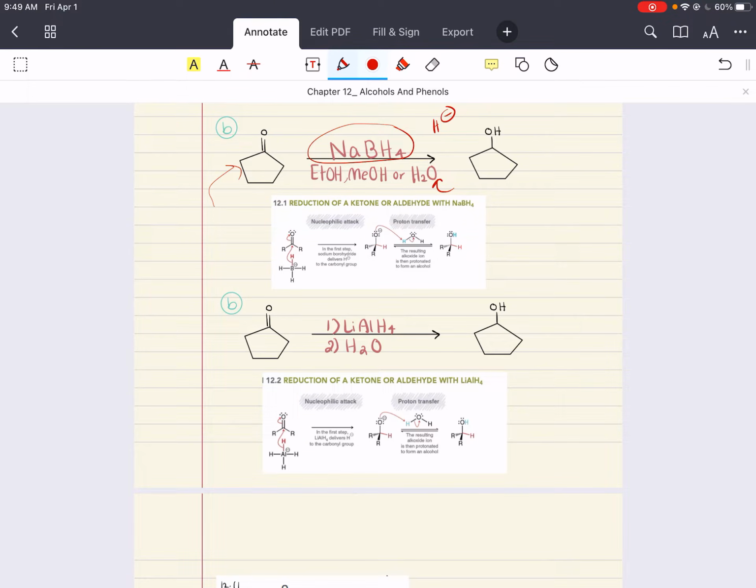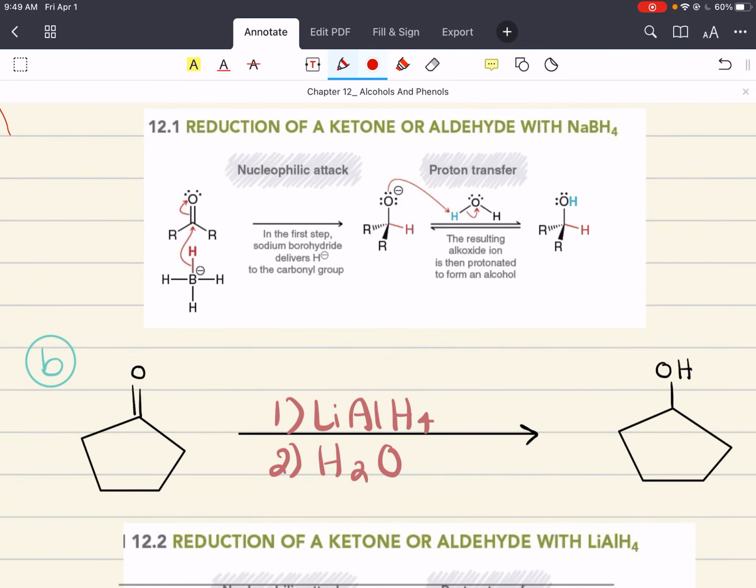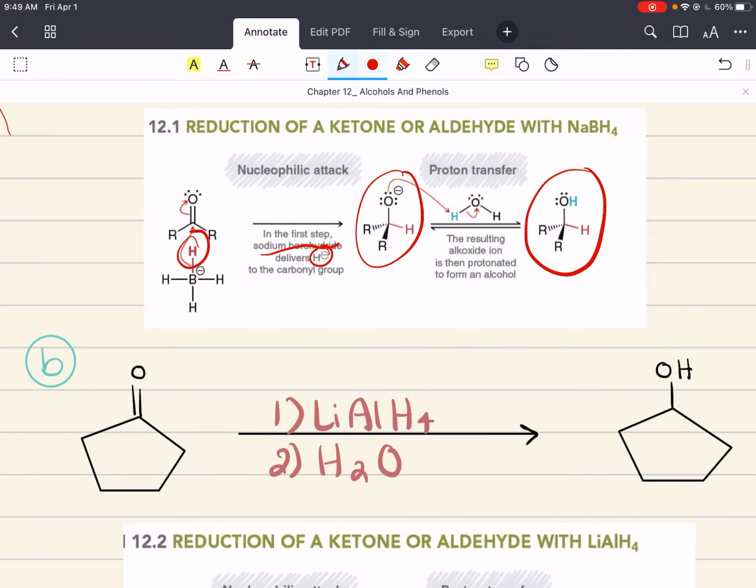Now, in the mechanism, and we're going to zoom in here, what happens in your first step is sodium borohydride is going to deliver hydride to the carbonyl group. This is followed by a proton transfer where the resulting alkoxide ion is protonated to form your alcohol.